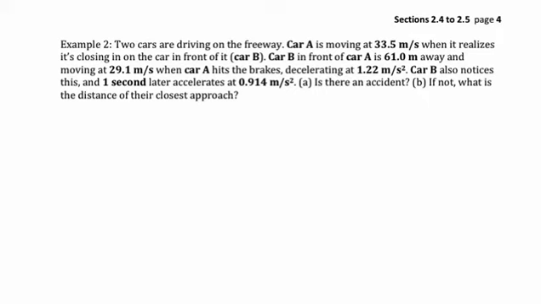So let's read through the problem. Two cars are driving on the freeway. Car A is moving at 33.5 meters per second when it realizes it's closing in on the car in front of it, which is called car B. Car B, in front of car A, is 61 meters away and moving at 29.1 meters per second when car A hits the brakes, decelerating at 1.22 meters per second squared. Car B also notices this, and 1 second later accelerates at 0.914 meters per second squared. The question is: is there an accident? Do they crash? If not, what is the distance of their closest approach?